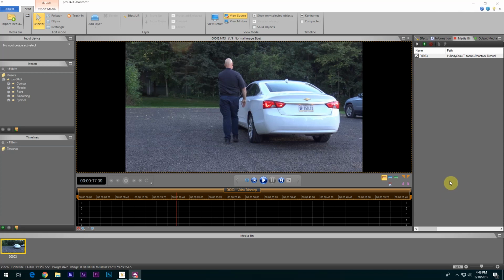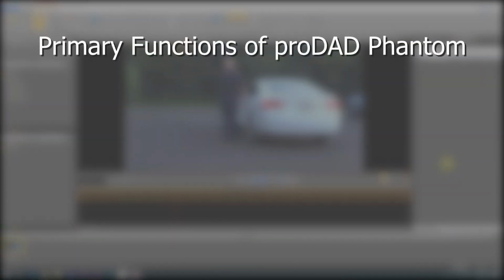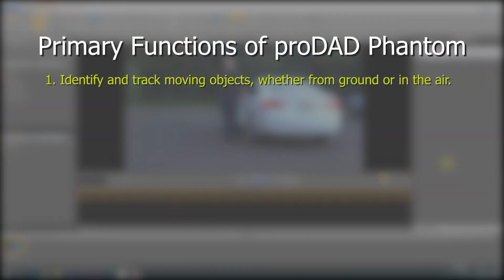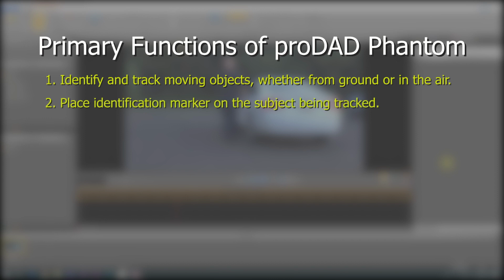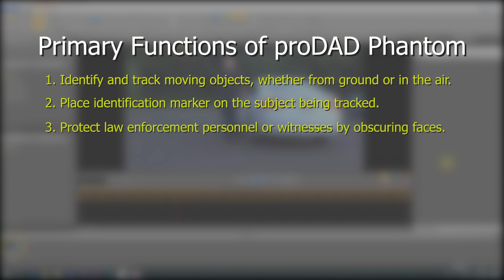What are the primary functions of proDAD Phantom? 1. Identify and track moving objects, whether from ground or in the air. 2. Place identification marker on the subject being tracked. 3. Protect law enforcement personnel or witness by obscuring faces.